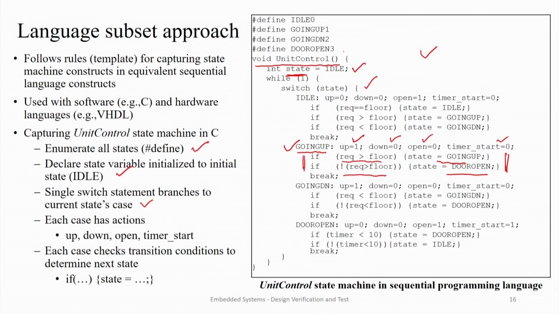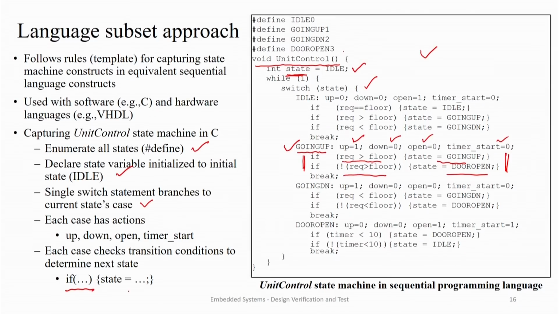So, suppose by mistake your design is such that your inputs allow two transitions to be true. Now, if you capture this through an if else and not just an if, then only the first of these two transitions will be true and not the subsequent ones.